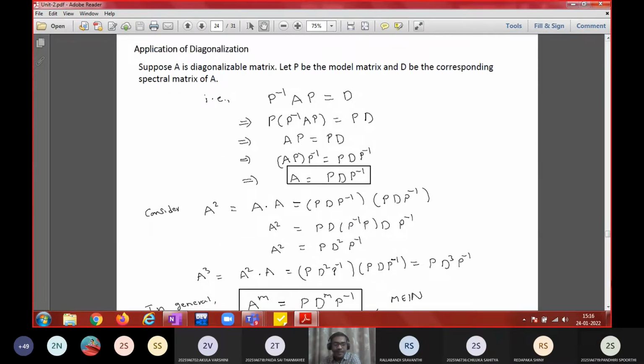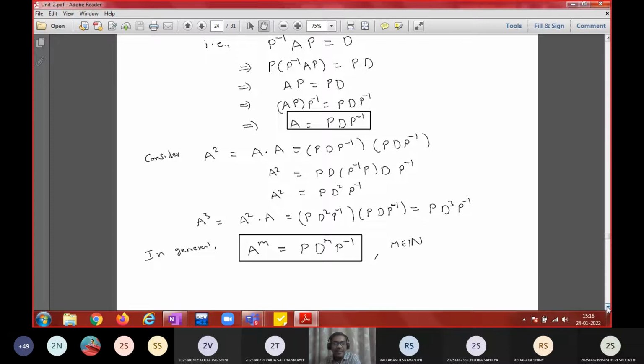If you take A square, it is going to be P D square P inverse. A cube is going to be P D cube P inverse. In general, A power M equals P D power M P inverse. Suppose I want A power 1000. You would compute A into A square, A power 4, A power 4 into A power 4, A power 8. Like that, repeatedly you have to multiply, or even if you write a program, that eats a lot of memory, and the computational time is also very high.